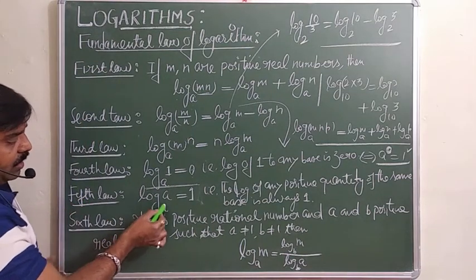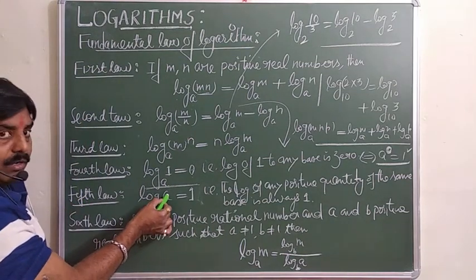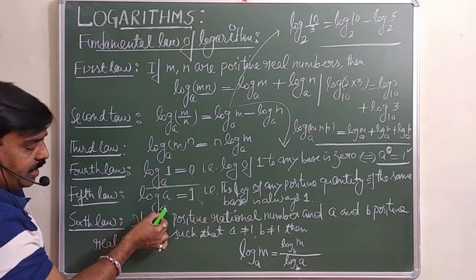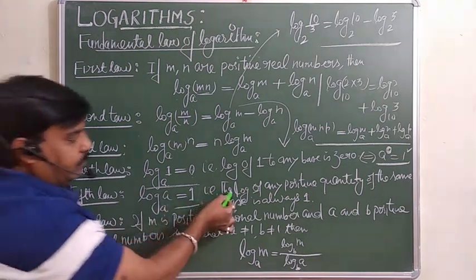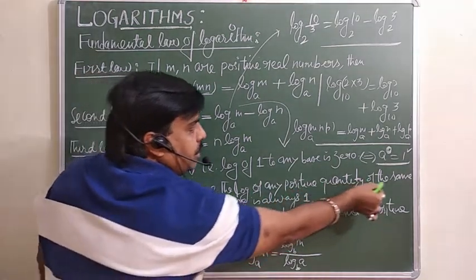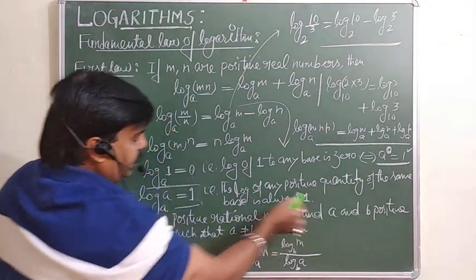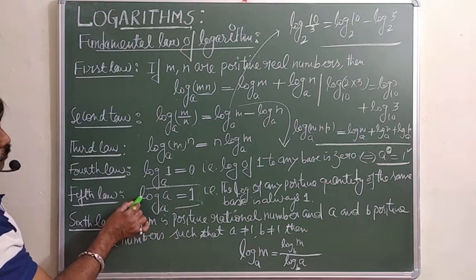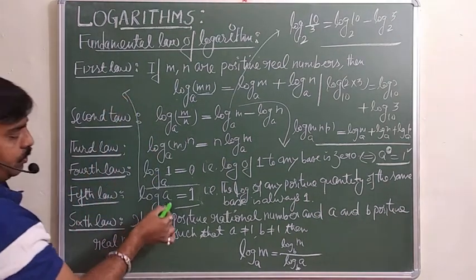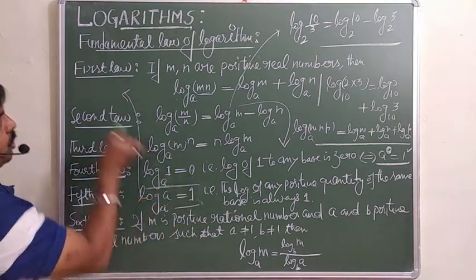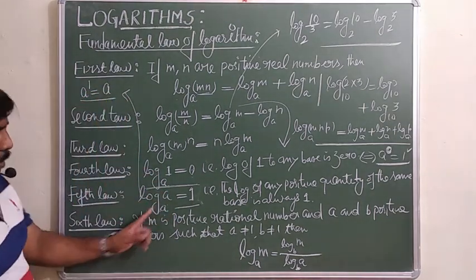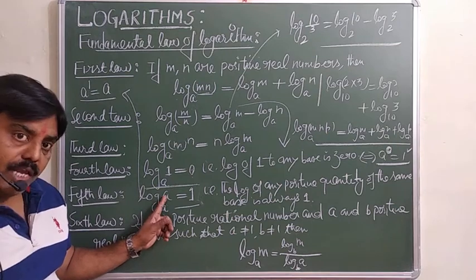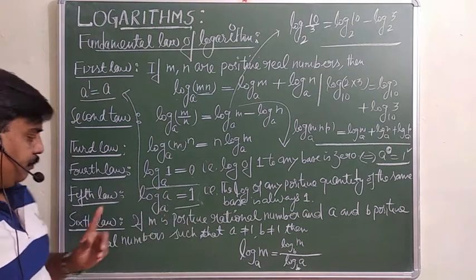Fifth is there. If the base and the number, whatever is here, same is here, अगर a is here, that is always equal to 1. Means the log of any positive quantity of the same base is always 1. इसको अगर you are going to write in the exponential form, this one कैसे लिखेंगे? a raised to power 1 is equal to this a. So it means if the base and this value is same, then always equal to 1.